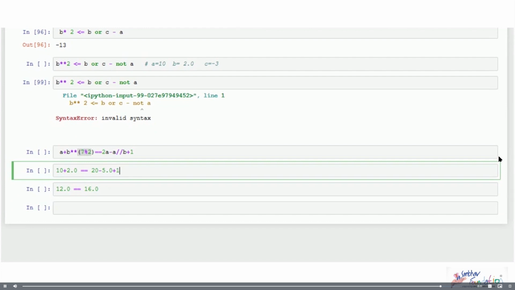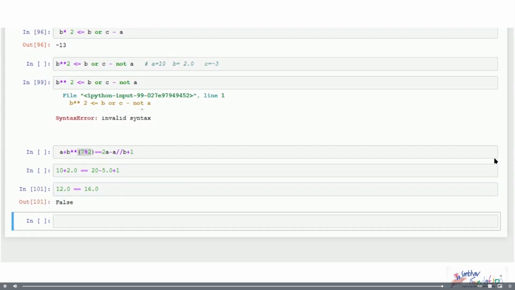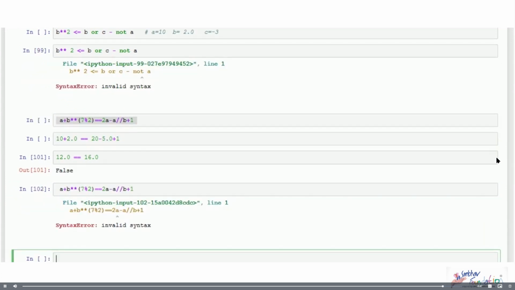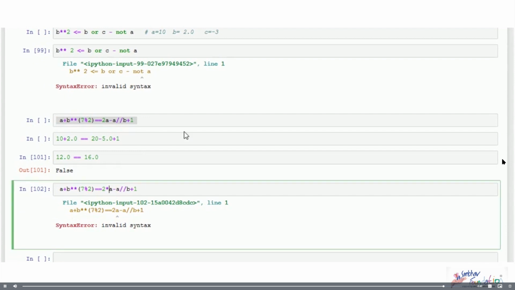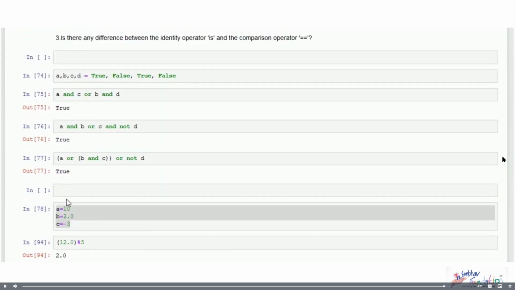Now check 12.0 equal to 16.0. So what the comparison operator does is check whether the left hand side is equal to the right hand side. If they are equal, it returns true. If they are not equal, it returns false, right? So what is the answer for this? It is going to be false. So the value of this entire expression, okay, my mistake, this is supposed to be 2 into a, right? So your answer is false.